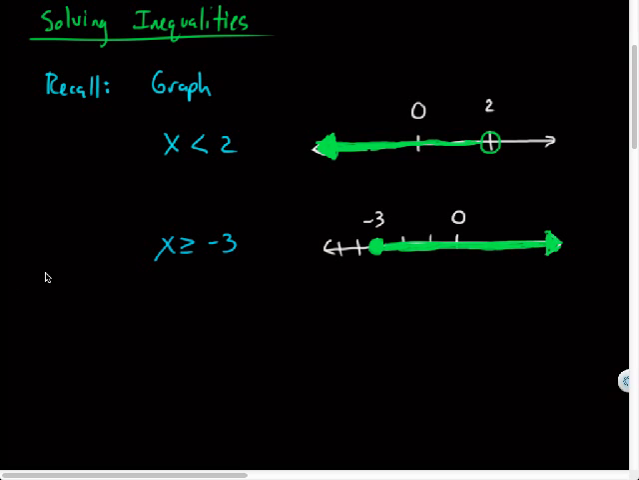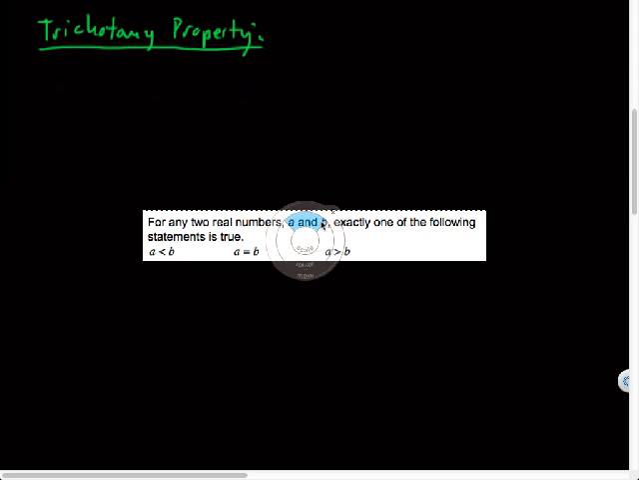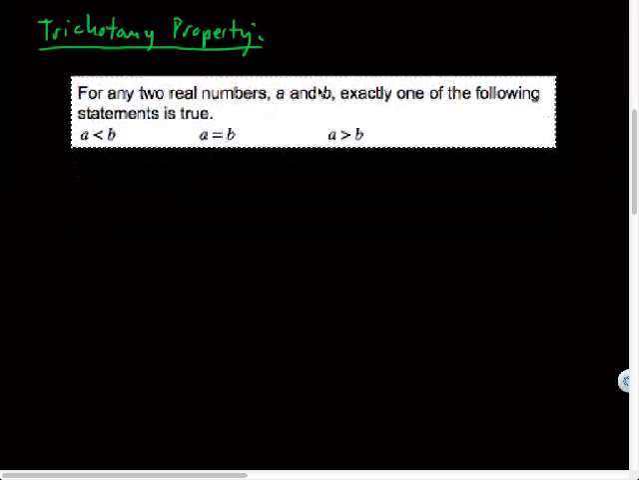So that's some recall stuff I wanted you to think about, because some of this is going to come into play today when we're solving inequalities. But the first thing I want to talk about before that is the trichotomy property. I mentioned this briefly. What the trichotomy property says is the following: it's a real number.